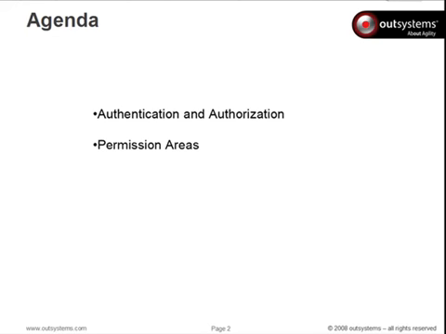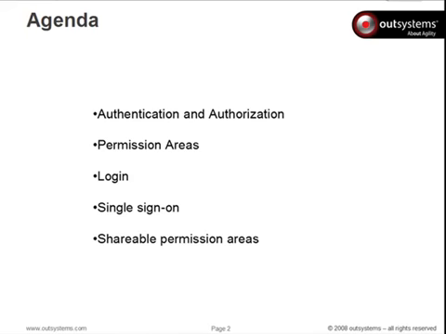Let's look at our agenda. First, we'll remember some concepts about authentication and authorization mentioned on the first webinars about this theme. Next, we'll talk about permission areas and what we can do with them. Then, we'll talk about the login mechanism and the ways we have to do it. Related to this, we'll talk about single sign-on and we will learn how to use it on OutSystems platform. Finally, we'll talk again about permission areas and how we can share them between e-spaces.